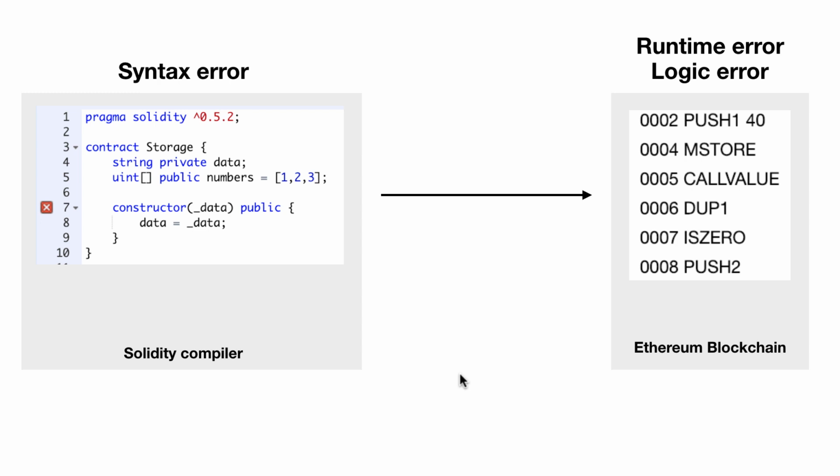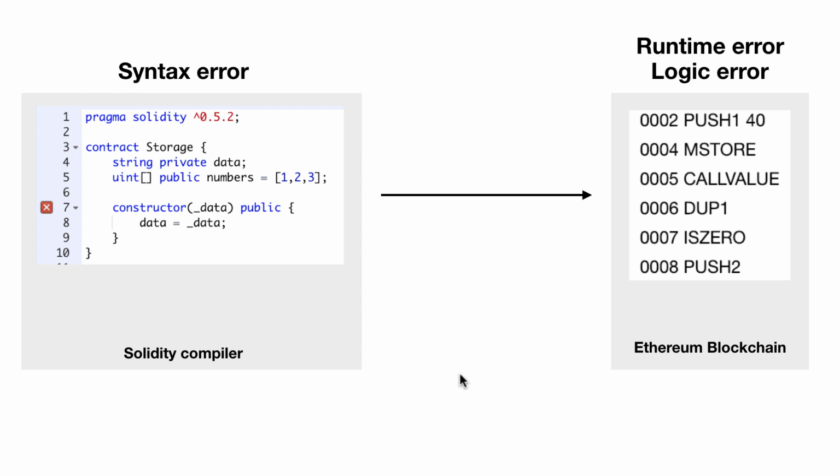From its perspective, everything is working fine, but the logic that you have implemented basically makes your smart contract either dangerous or makes it produce false results. For example, the reentrancy attack of the DAO smart contract in 2016 was the result of a logic error, but it wasn't a runtime error or a bug in the Ethereum virtual machine.